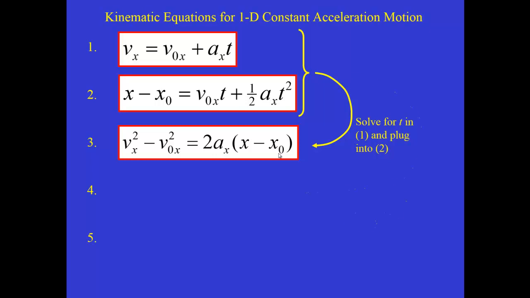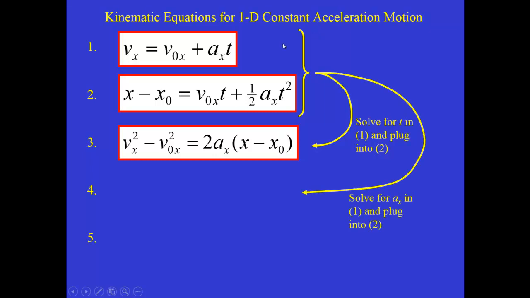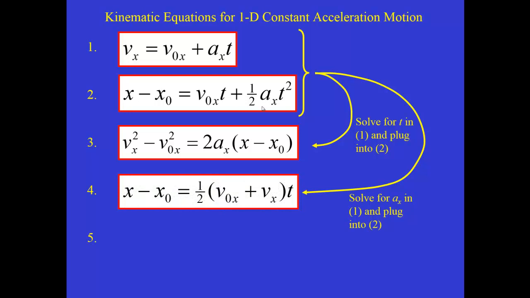So there are going to be problems where we won't know the time, and this equation may turn out to be useful. Secondly, we can take the first two equations, solve for ax in the first equation, and then substitute that into the second equation. I'm not going to show you the work, but I'll just show you what the answer is. This gives us equation number 4, and you'll notice that this is an equation that doesn't have acceleration in it. It's useful then in problems where perhaps we're not given the acceleration.